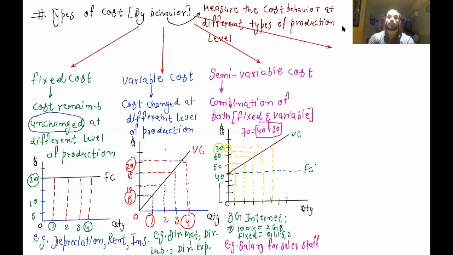All right. It never happens that variable comes first and then fixed. This could happen in the next type of cost, the fourth type, which is a step cost. That maybe happens, but it's a little bit different. So that's the whole idea of semi-variable cost. Now you understand semi-variable cost.